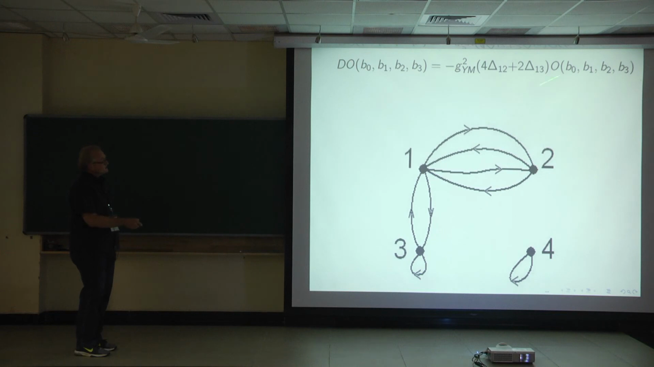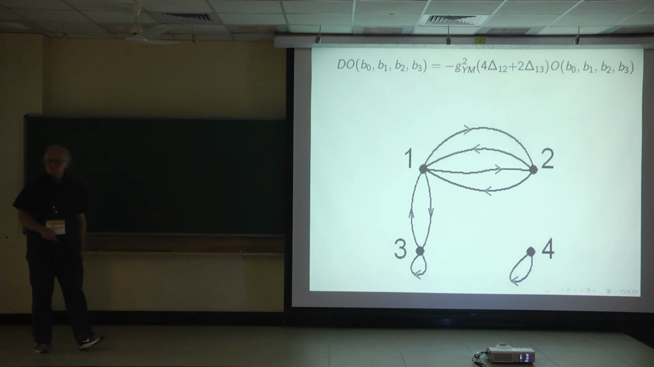You can read the action of the dilatation operator off this picture. So for example, here between nodes 1 and 2, we have four strings stretching between those nodes, and we have an operator delta 1,2 with a coefficient of 4. Between 1 and 3, we've got two strings. There's a delta 1,3 with a coefficient of 2. What are these delta operators?